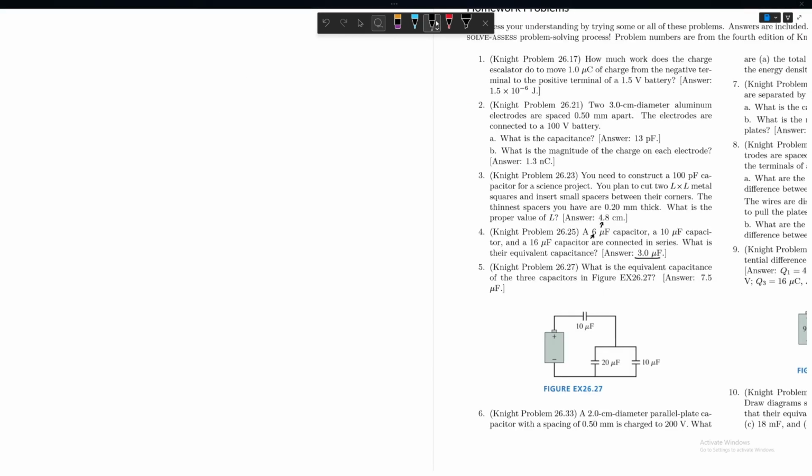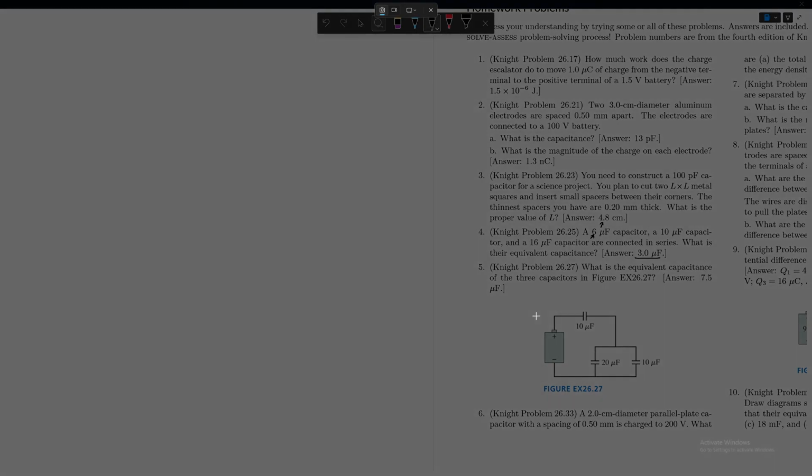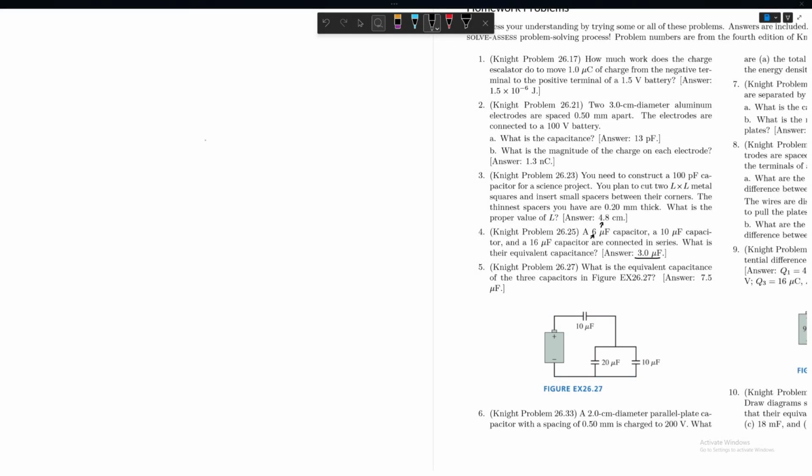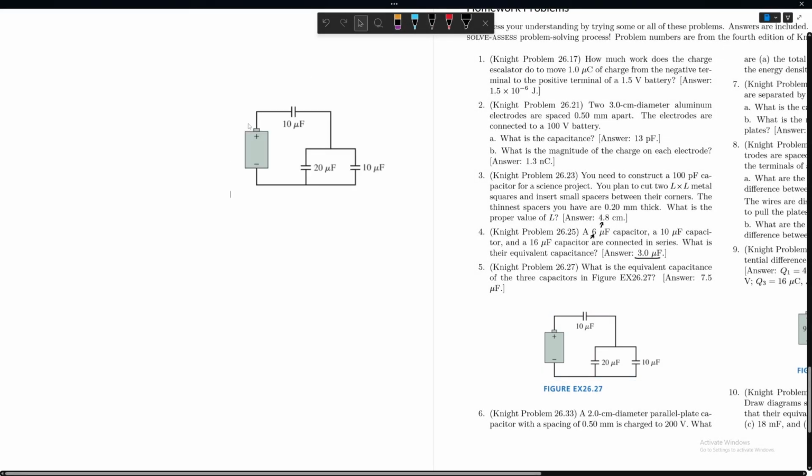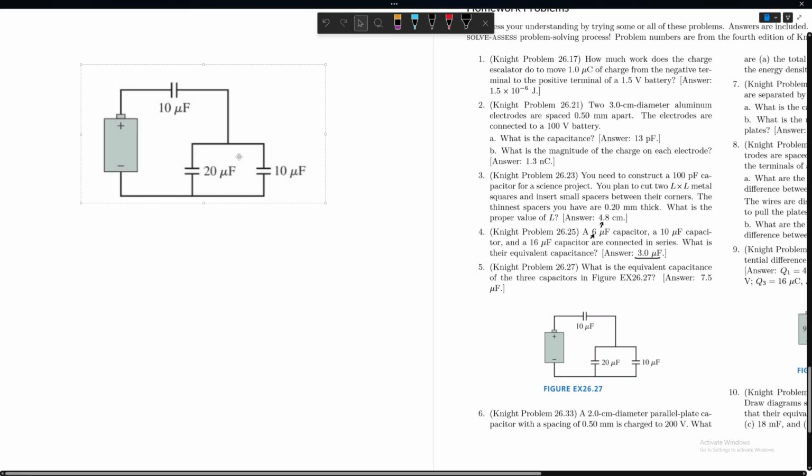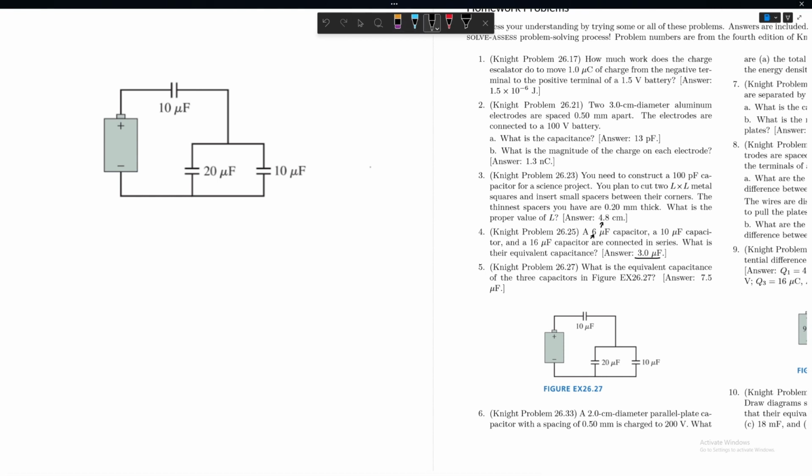All right, this question finally gives us an actual diagram. So let's steal that like we always do. Nice. And there you go. Now the question says, what is the equivalent capacitance of the three capacitors? So we're going to take this, this, and this, and get a total or equivalent capacitance, put them all in one capacitor. What would that look like?